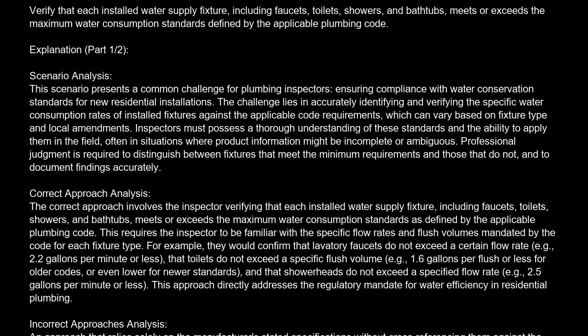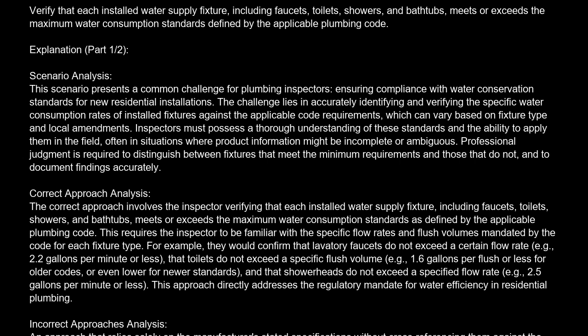Explanation. Scenario analysis. This scenario presents a common challenge for plumbing inspectors, ensuring compliance with water conservation standards for new residential installations. The challenge lies in accurately identifying and verifying the specific water consumption rates of installed fixtures against the applicable code requirements, which can vary based on fixture type and local amendments. Inspectors must possess a thorough understanding of these standards and the ability to apply them in the field, often in situations where product information might be incomplete or ambiguous. Professional judgment is required to distinguish between fixtures that meet the minimum requirements and those that do not, and to document findings accurately.